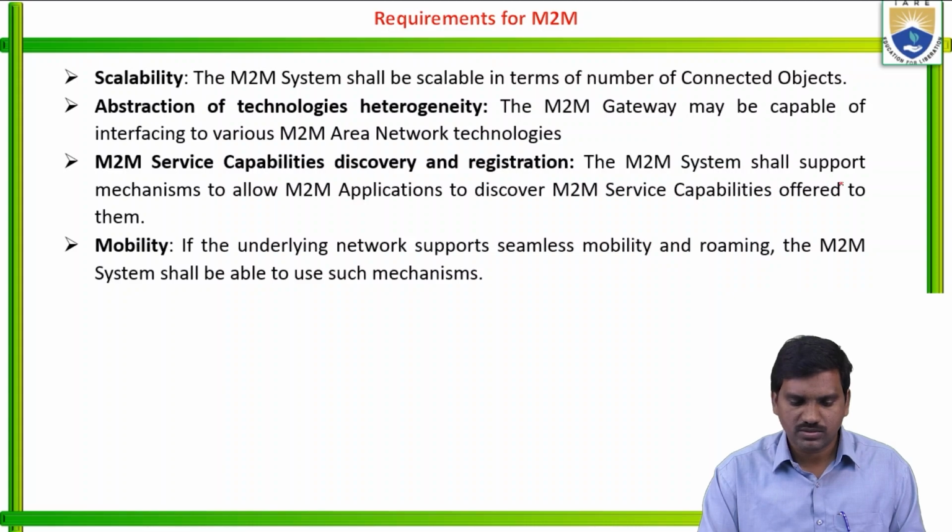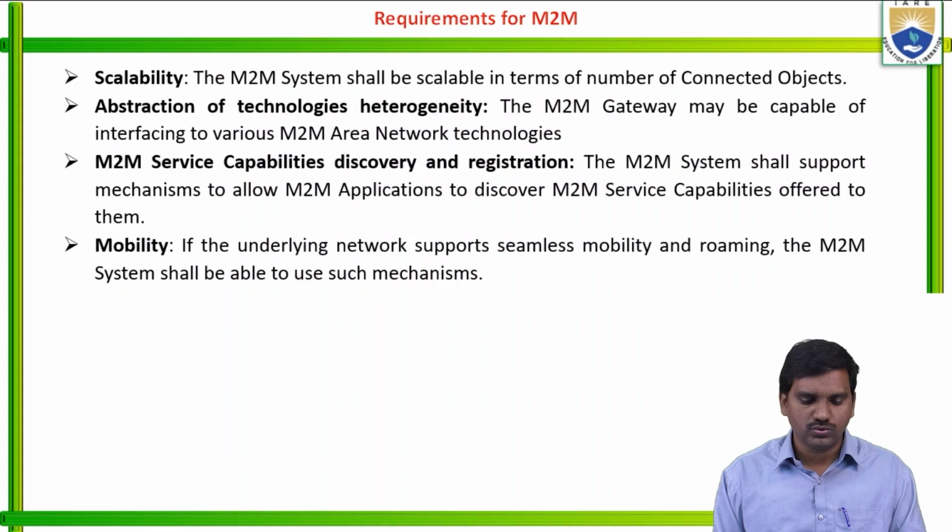Next, M2M service capability discovery and registration. The M2M system shall support mechanisms to allow M2M applications to discover the M2M service capabilities offered to them. Next, mobility. If the underlying network supports seamless mobility and roaming, the M2M system shall be able to use such mechanisms. So these are some requirements of the machine to machine system.